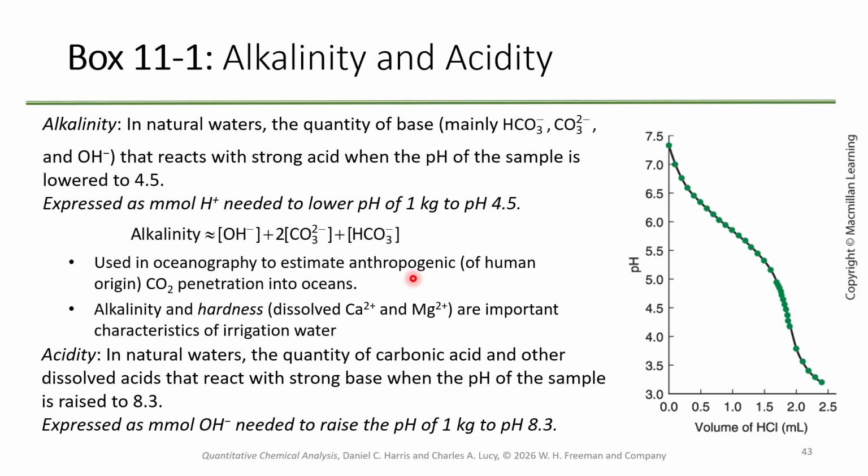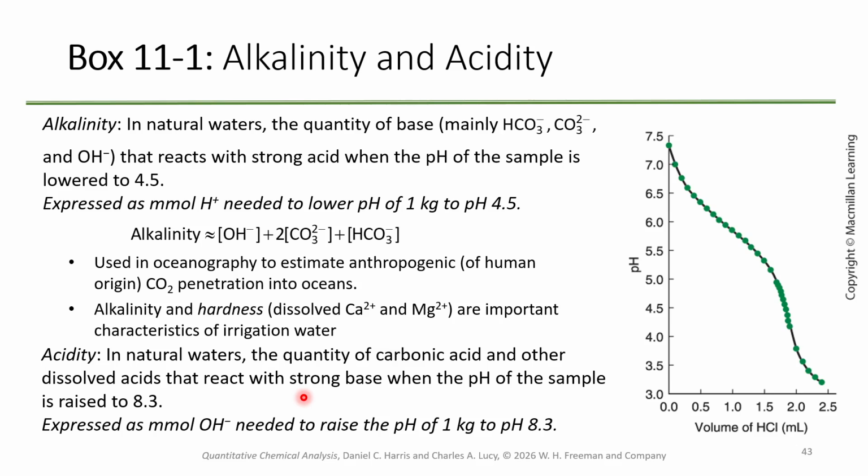For example, you could use this to see how much CO2 is coming from humans by calculating how much we currently have versus how much we historically would have had. Okay. Now, the alkalinity and hardness are going to be important for characteristics of, for example, irrigation water.